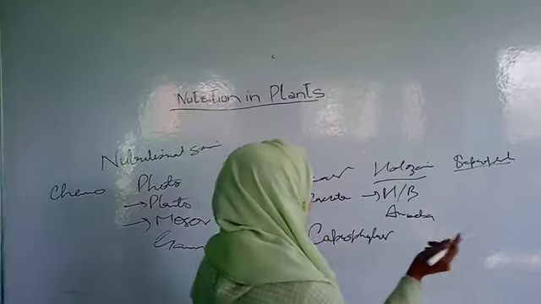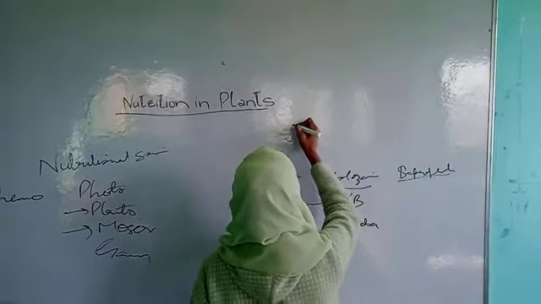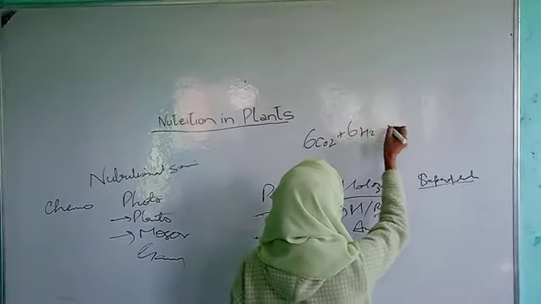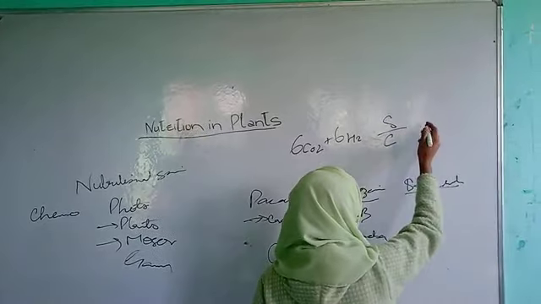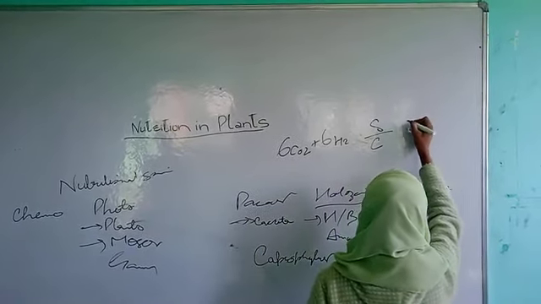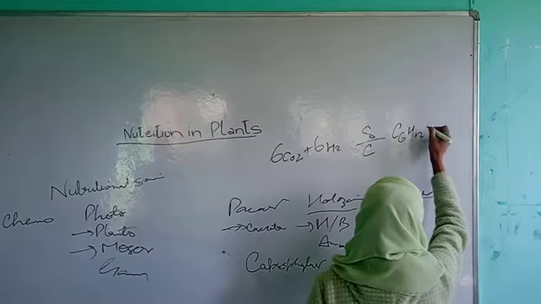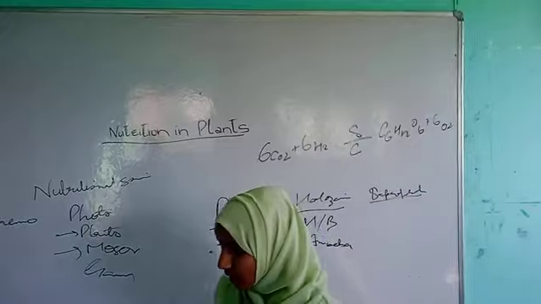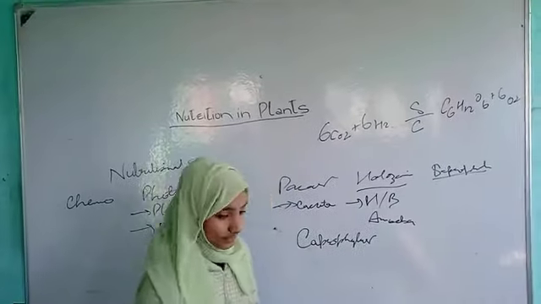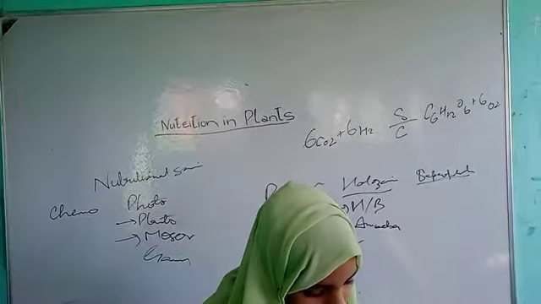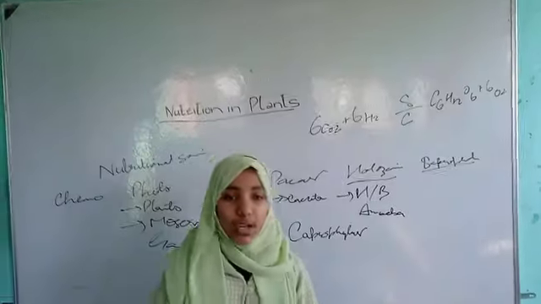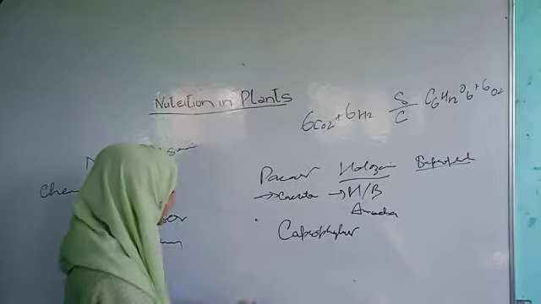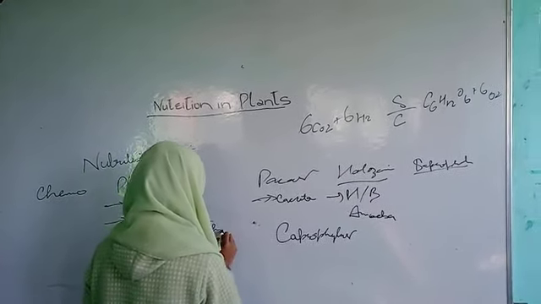And here I am going to write down the formula of photosynthesis. That is 6CO2 plus 6H2O, in sunlight by chlorophyll, gives the formula of glucose, that is C6H12O6 plus 6 oxygen, that is 6O2. And next, coming upon who discovered photosynthesis. So the scientist who discovered photosynthesis is Jan Ingenhousz.